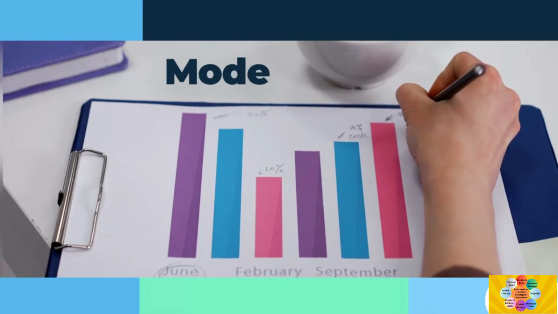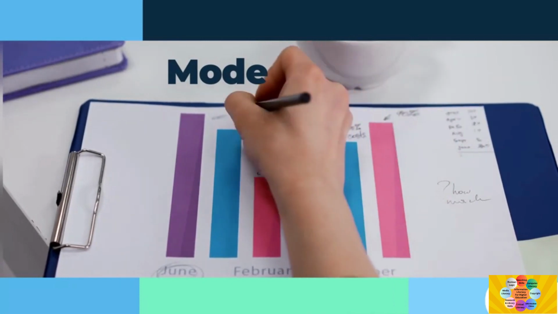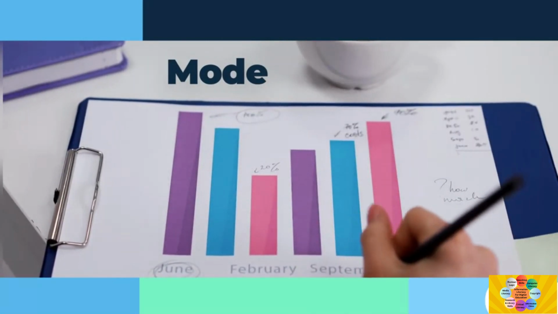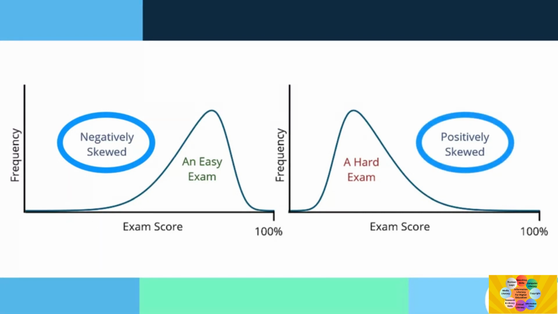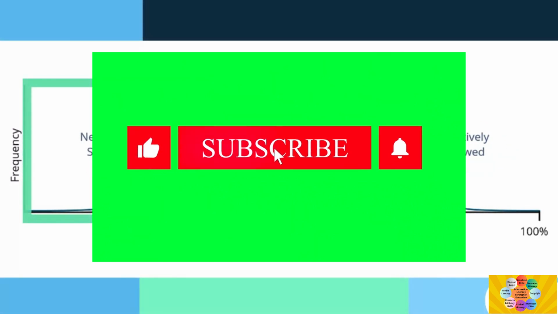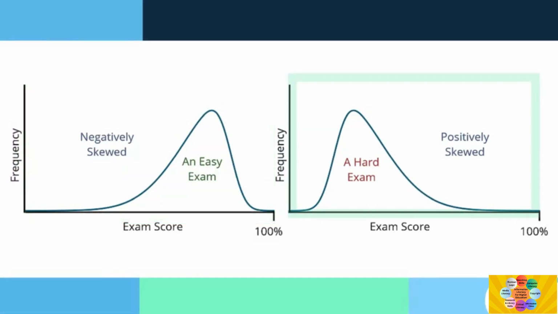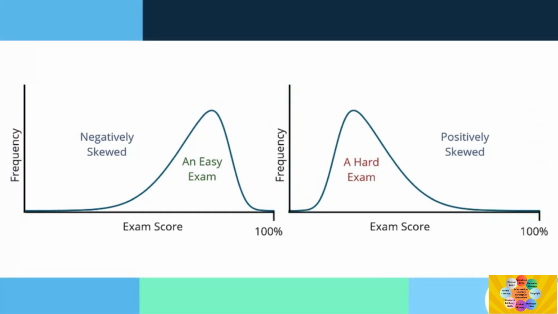The mode is not affected by outliers, but the degree to which it represents the typical score can be affected if the distribution of scores is asymmetric. If most scores occur around the upper end of the distribution, which we call negative skew, or if most occur at the lower end, which we call positive skew, the mode will be less representative of the center of the distribution. For example, if an exam is so easy that most people have high scores, or if the exam is so hard that most people have low scores, then the mode will not accurately convey the center of the distribution.